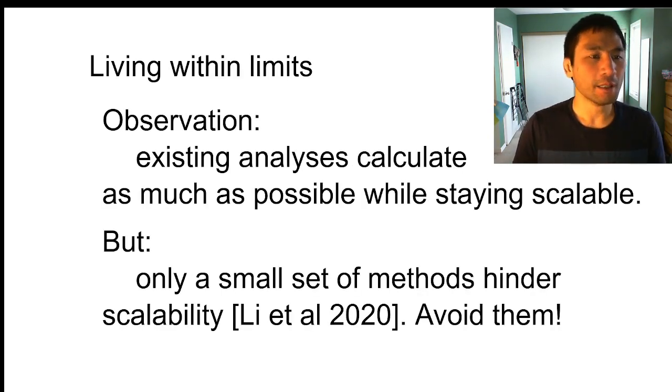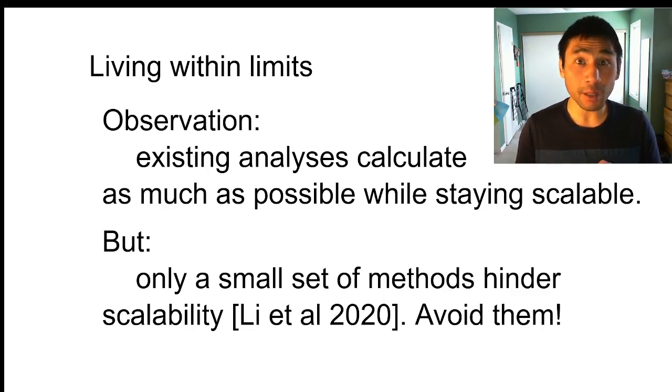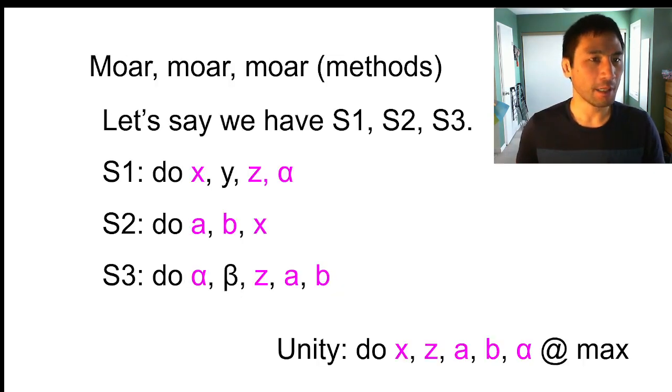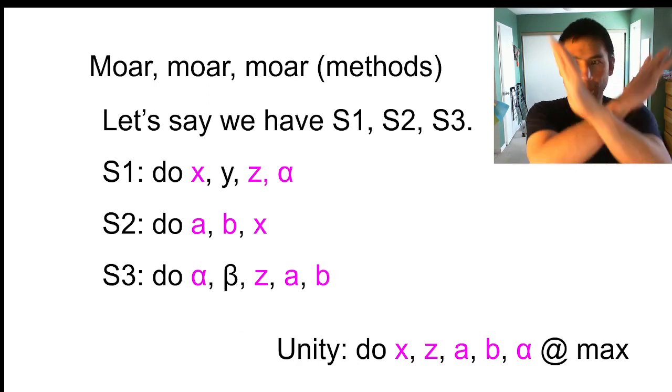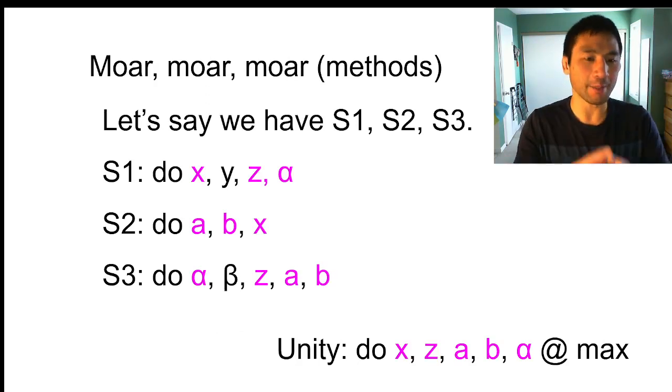Okay, so the observation is that the existing analyses try to push sensitivity as far as possible while being scalable, while meeting some threshold amount of scalability, like runs in 2 hours. And there's an insight from an earlier paper, which is that only a small set of methods hinder scalability. And so what we want to do is we absolutely want to avoid them. As it turns out, what we actually want to do is select on things that are known good rather than avoiding. In this paper, there is no set of danger methods, don't go here. But there is a set of methods that we do want to do.